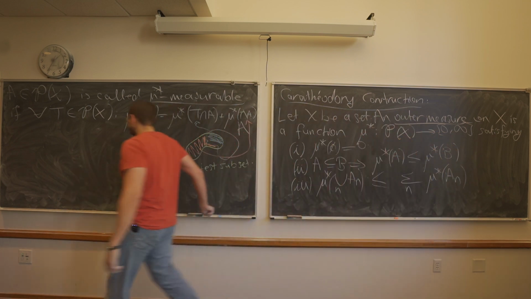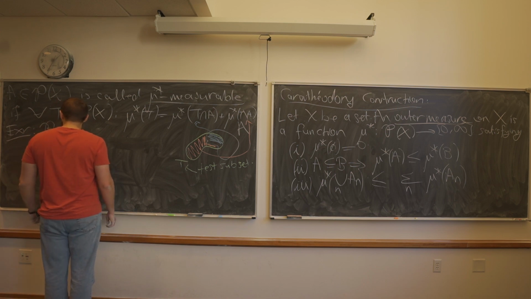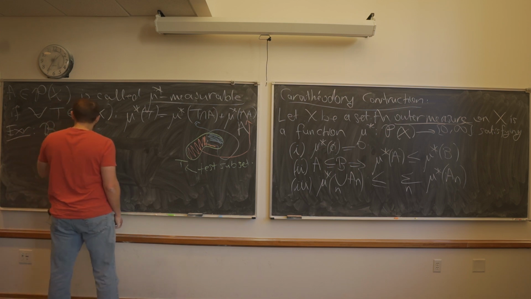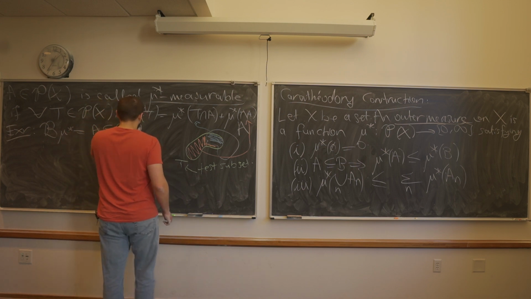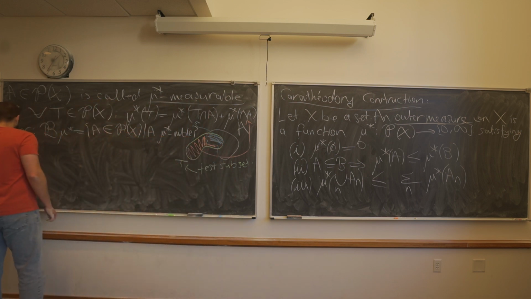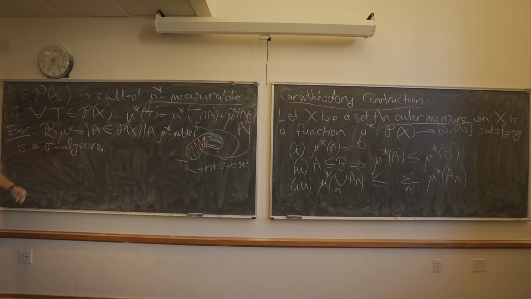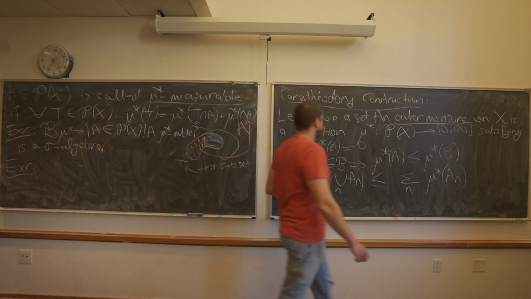Exercise. The collection of mu star measurable subsets turns out to be a sigma algebra. Let's denote it by B sub mu star. This is a sigma algebra, meaning the empty set is mu star measurable. If A is mu star measurable, its complement is too, and so on. And restricted to the sigma algebra, mu star is a measure. Okay, I'm leaving it as an exercise, but it might take a while. And that's basically the Carathéodory construction.